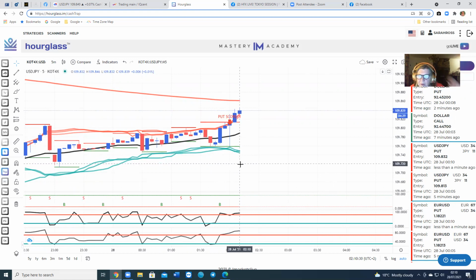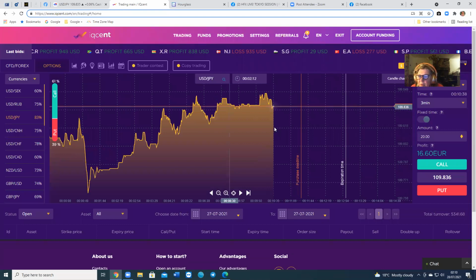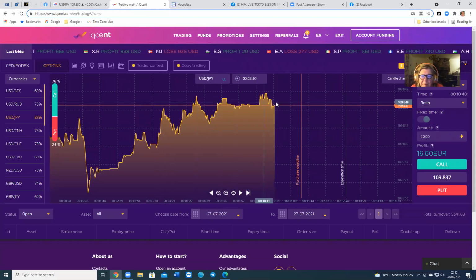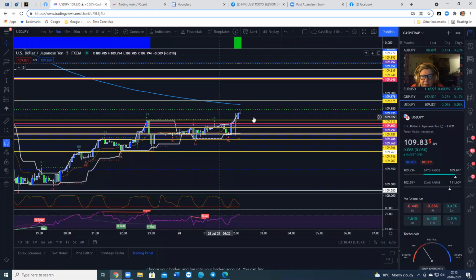So this is the 10 past. It's at 839, 836 on the broker. It's in that overbought area. It's just wicking off there. Now I'm going to be very cautious about these trades.